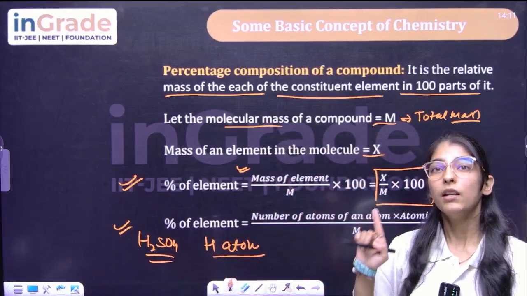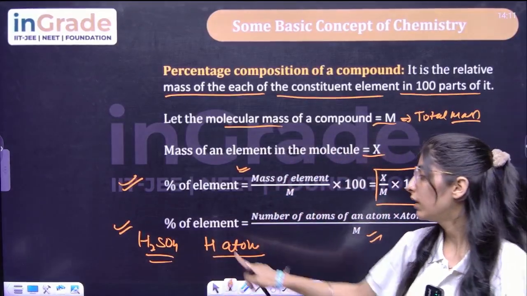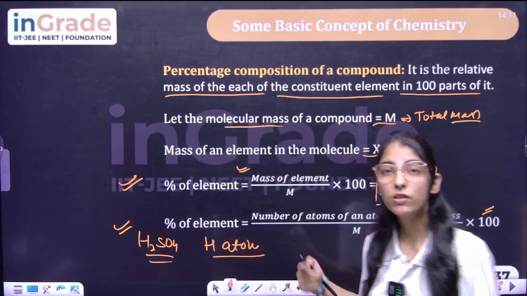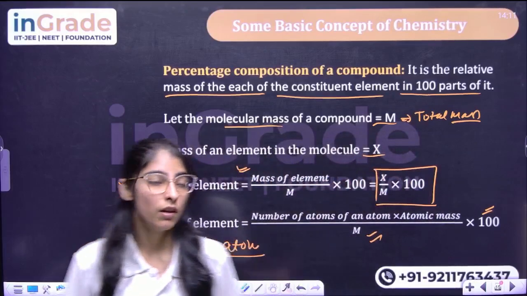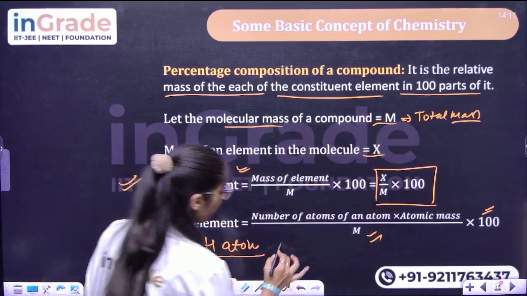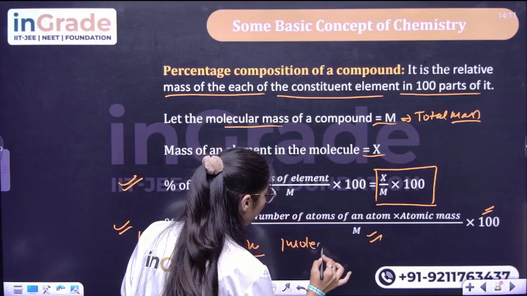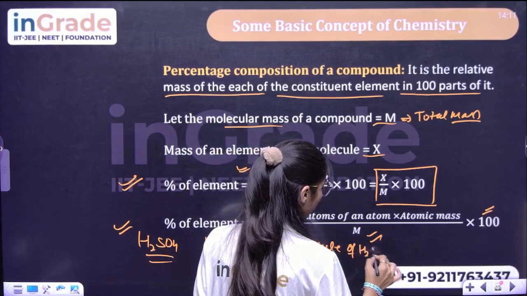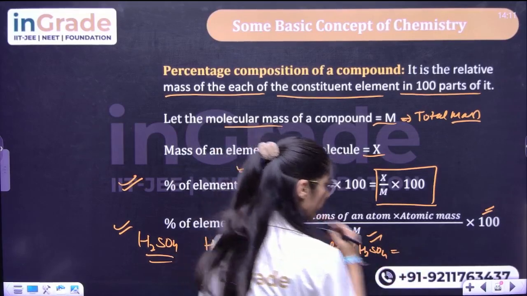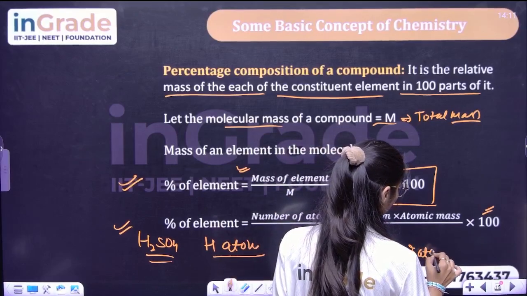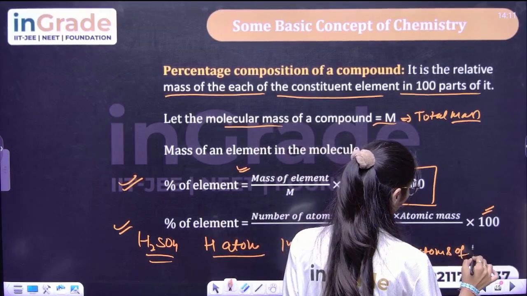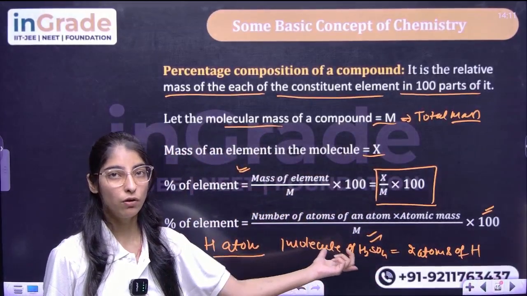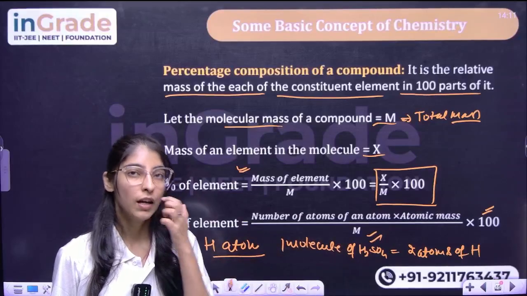Okay, and 1 mole of this compound contains how much atoms of hydrogen? Simply I will say one molecule. Let's talk about one molecule. So one molecule of H2SO4 contains 2 atoms of hydrogen. Simply it means that 2 atoms of hydrogen are present in H2SO4.